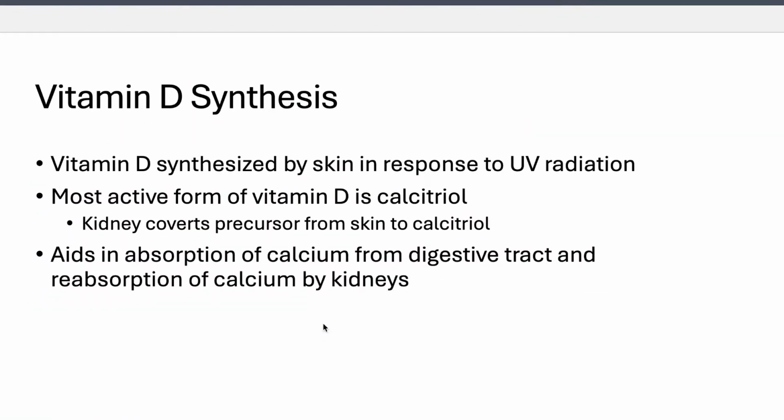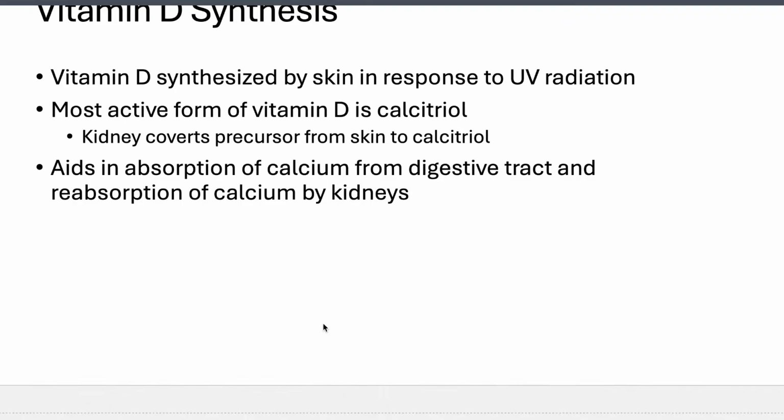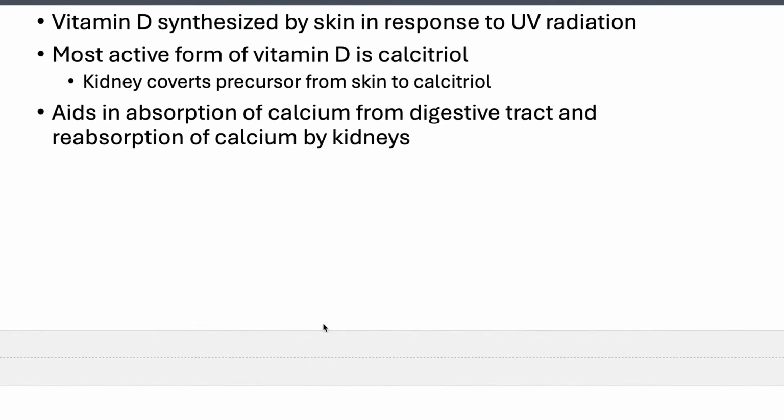So what else does the renal system do? We've got vitamin D synthesis. Vitamin D is synthesized by the skin in response to UV radiation. The most active form of vitamin D is calcitriol. The kidney converts the precursor from skin to calcitriol, which is the active form of vitamin D. It aids in absorption of calcium from the digestive tract.